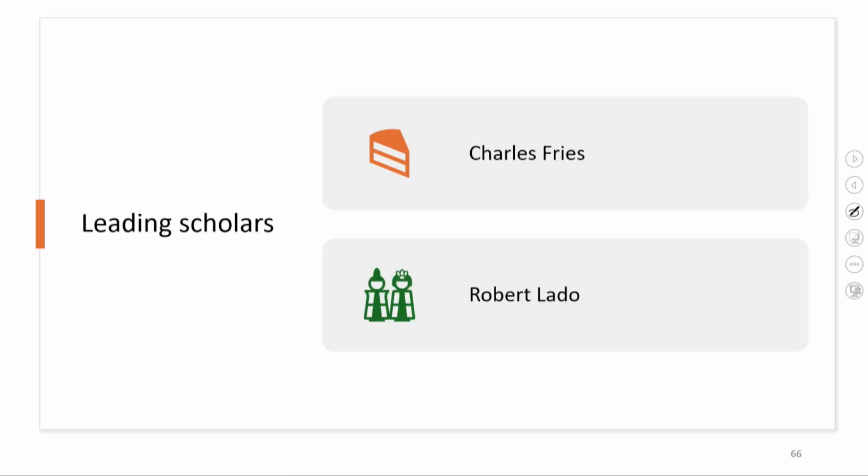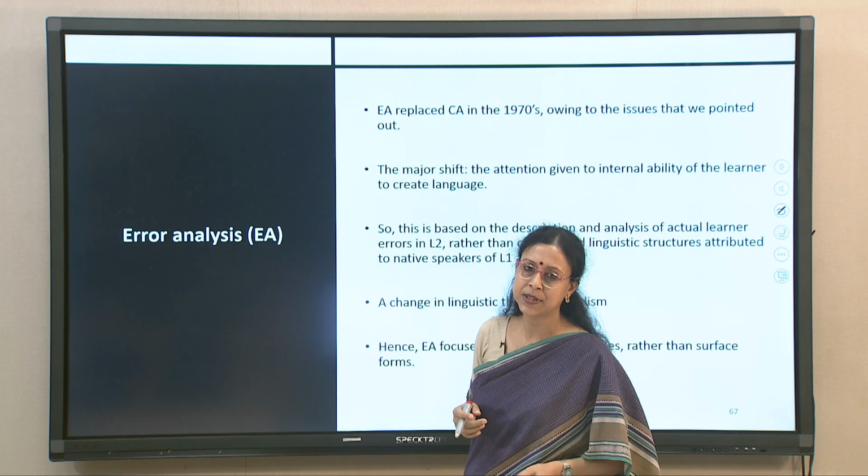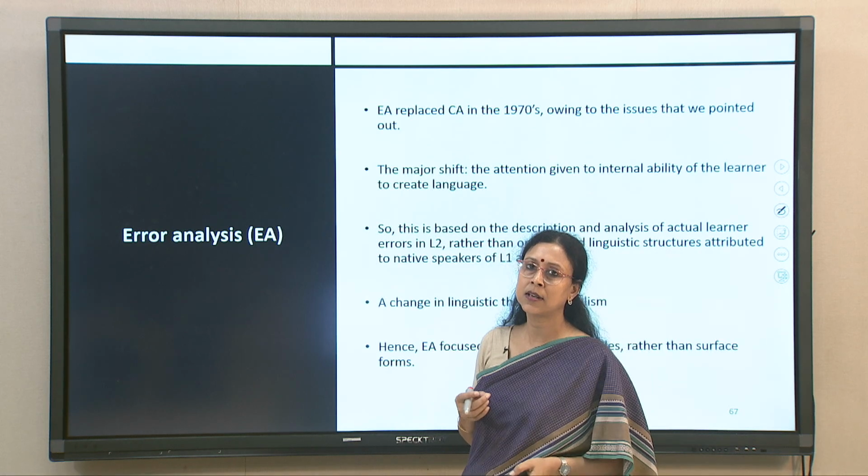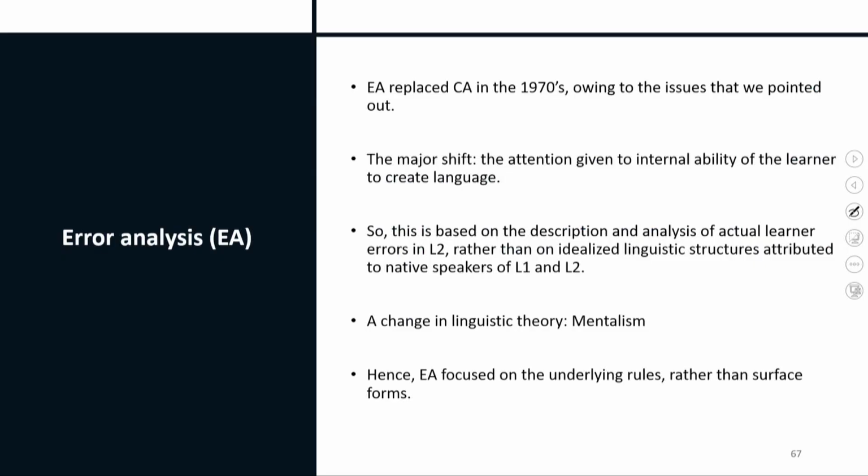The leading scholars in contrastive analysis are Charles Fries and Robert Lado. Of course, there are many more, but these are the main names. Now, after this came error analysis. Error analysis came around the 1970s, and this happened because of the different kinds of problems that CA faced, its inability to explain various kinds of errors.